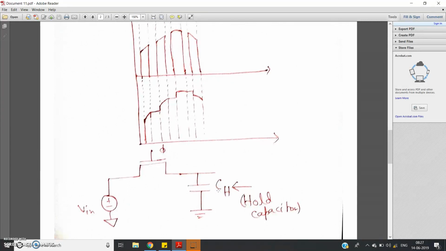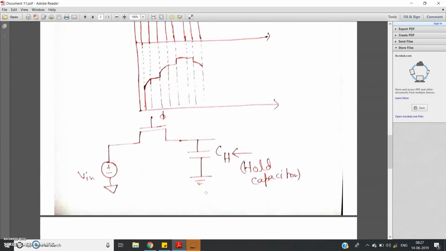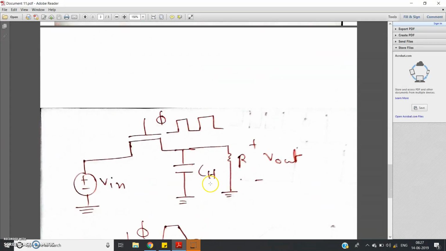Now suppose you want to measure the voltage. How can you measure this? Obviously you have to measure the voltage across a resistor, but the problem is if you directly apply a resistor in parallel with this capacitor to measure V output, what will happen? Suppose phi equals 0, that is, the NMOS switch is open, which means no input voltage can go from the input to the output side.